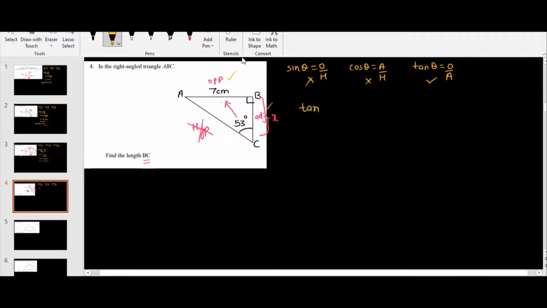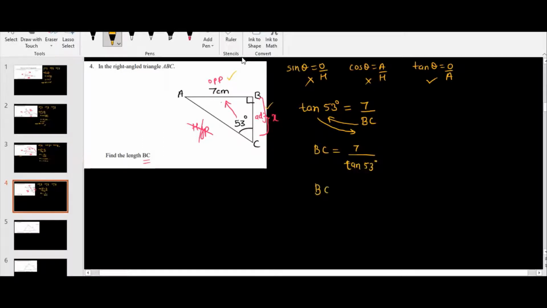Next, tan theta, where the angle is 53 degrees in the question, equals opposite side, which is 7, over adjacent side, which is X, or you can write it as BC. Better you write BC. Then we have to find BC. So BC will go here, tan 53 degrees will go here. So it will become BC equals 7 divided by tan 53 degrees.